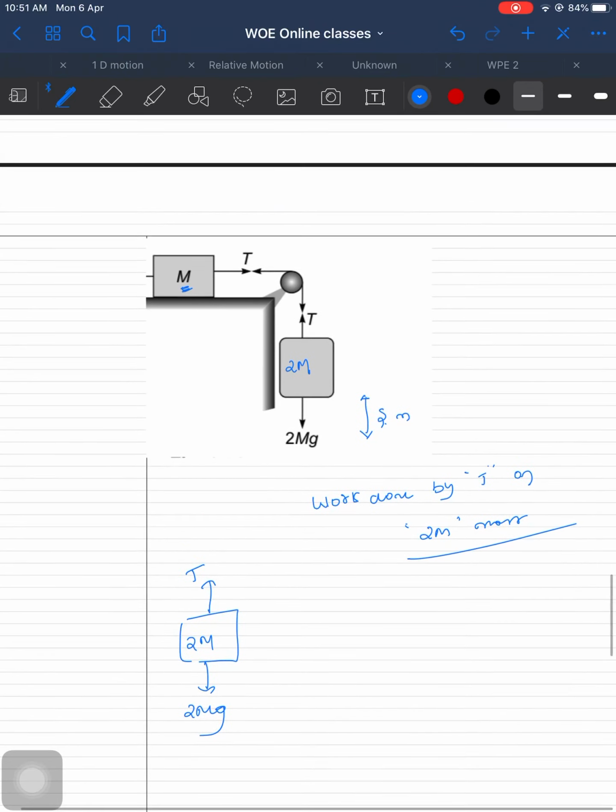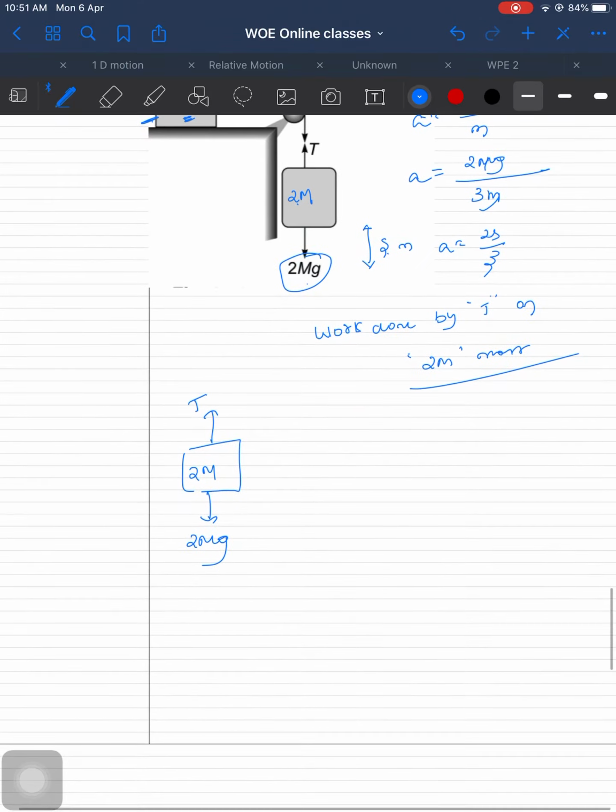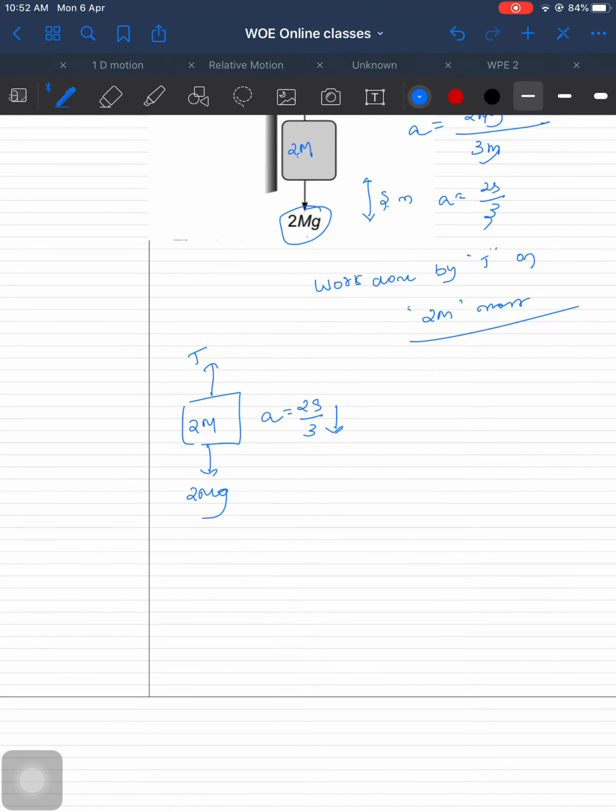So instead of doing it this way, I will do it directly. How much is the net force acting on 2mg? a is equal to net force over mass. What is the force acting on 2mg? There is no opposing force on the m mass. So a is 2mg over the total mass 2m plus m, 3m. Acceleration is equal to 2g over 3, in the downward direction.